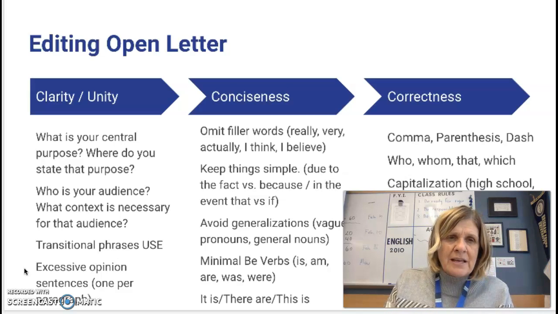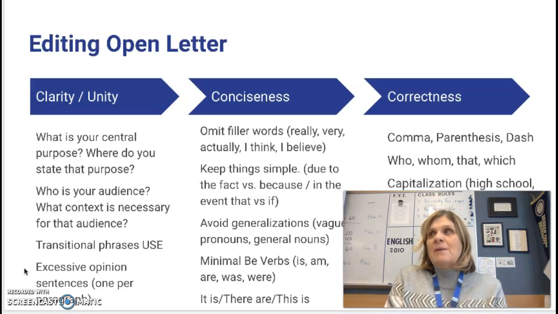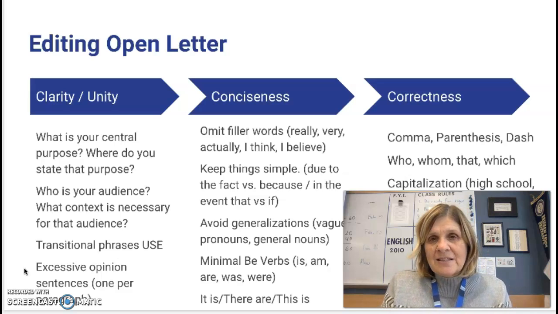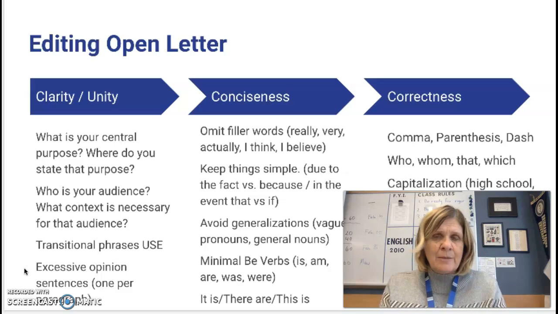So go back through your essay and get rid of all of those rambling opinion statements and add more specific content. So that's a way to make your paper more clear. The next one is to be more concise. In the assignment, I told you to have 1,000 words for this open letter. Now I'm going to tell you I'm not counting words. I want you to get rid of anything that is unnecessary and is just taking up space.